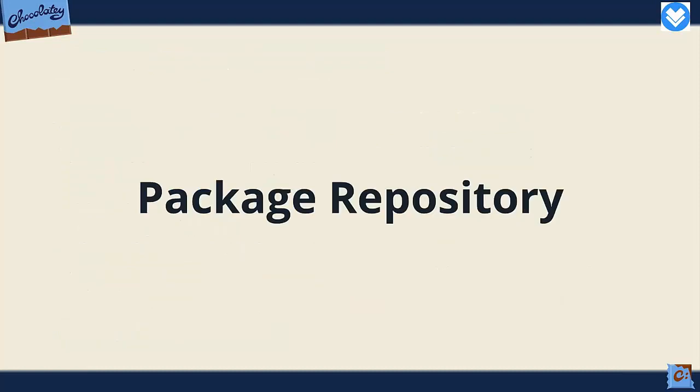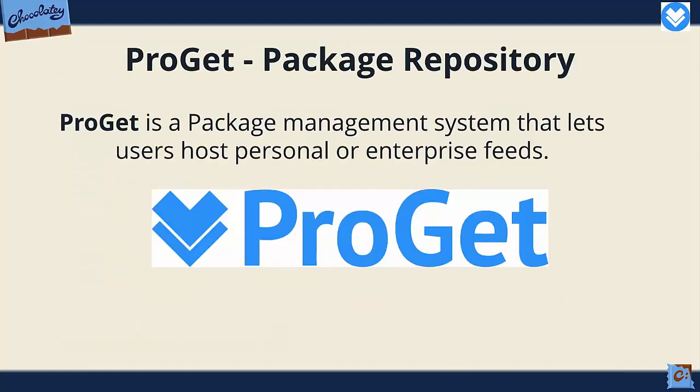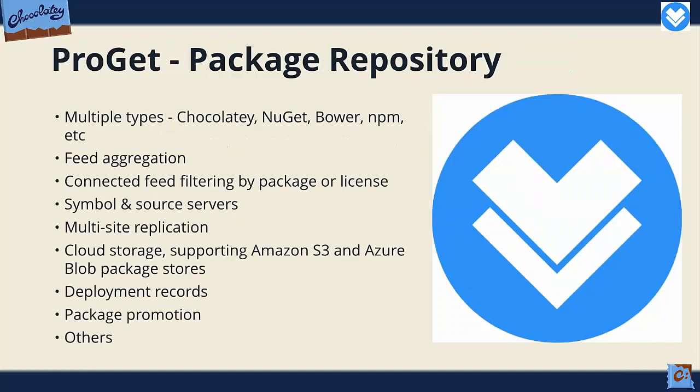So there's a lot of things there. So package repository, let's talk about ProGet. Now, ProGet is a package management system that's going to let you have feeds or package repositories. And there are multiple types of repositories that you can use with ProGet, Chocolatey being one of those types of repository. We'll actually see this on the next slide, but there's an image of all the different types that we have available. And then you'll be able to do aggregation.